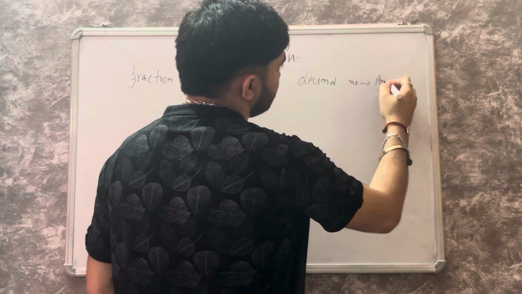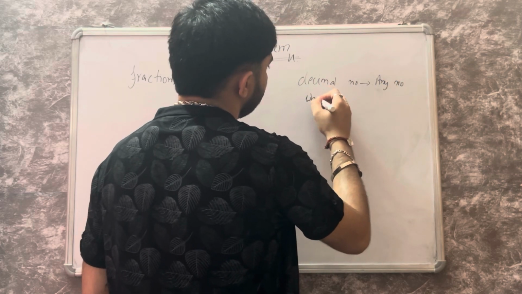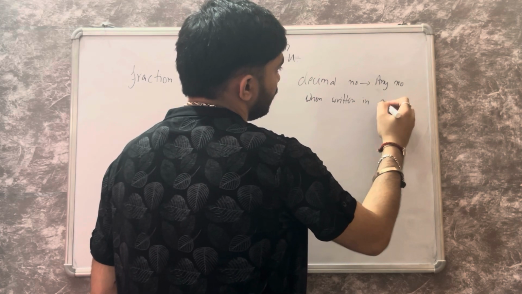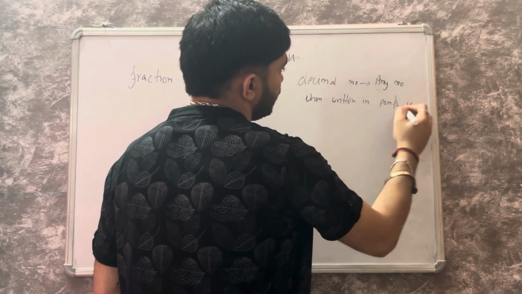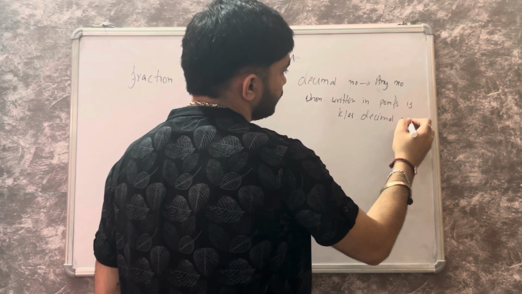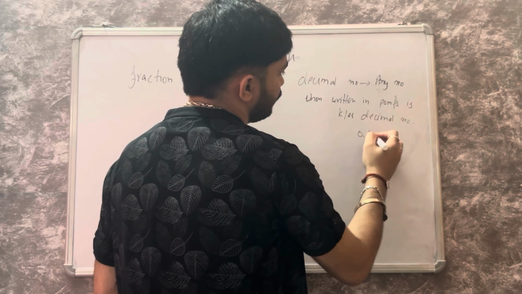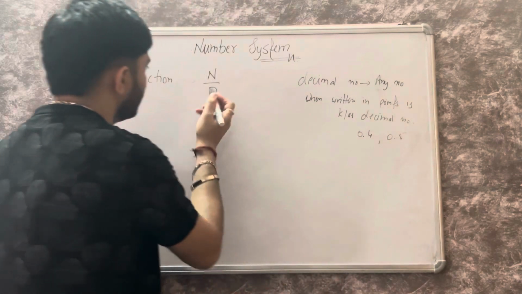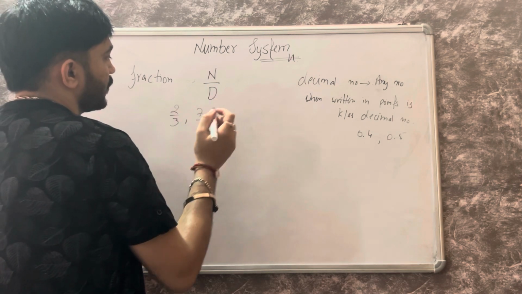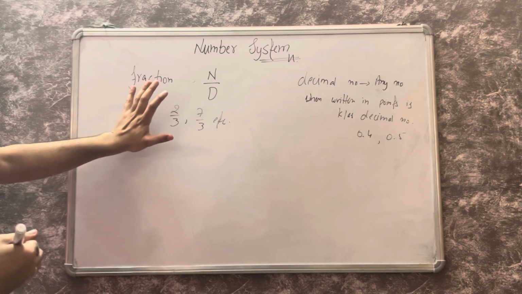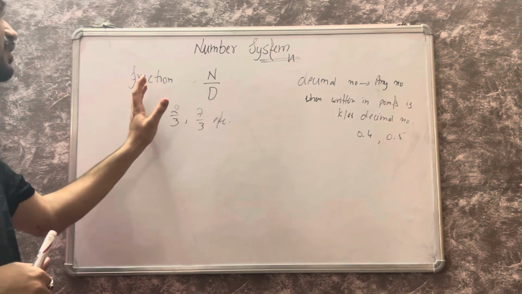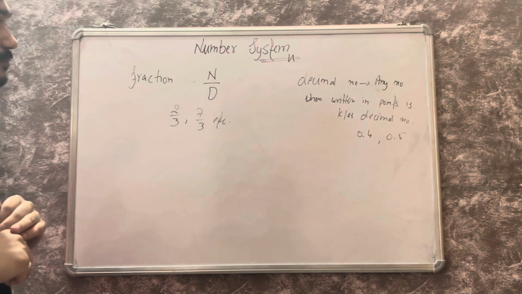Any number when written with decimal points is known as a decimal number. That is 0.4 or 0.5 etc. Examples of fractions will be 2 by 3, 7 by 3 etc. Always remember that you can convert any fraction into a decimal number and any decimal number into a fraction, which we have already studied in 5th, 6th and 7th class.